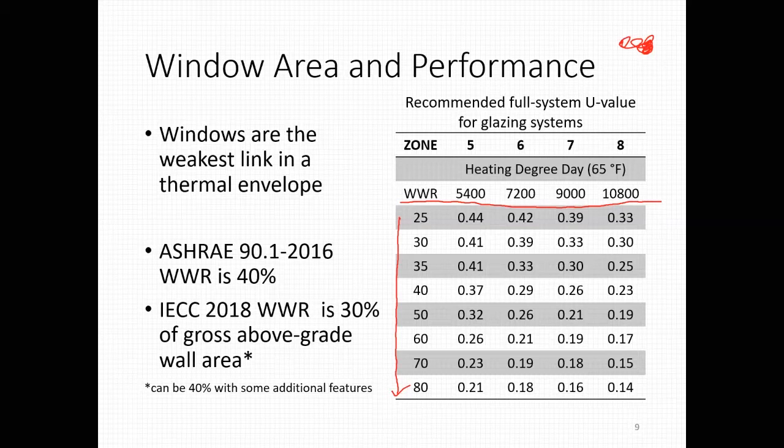What would be the easiest thing to do to get it right, other than looking at the code in your area? Because code's going to have a minimum performance value that you need to meet. And remember, the code is the lowest performance building that you can get away with. So, let's shoot for high performance.